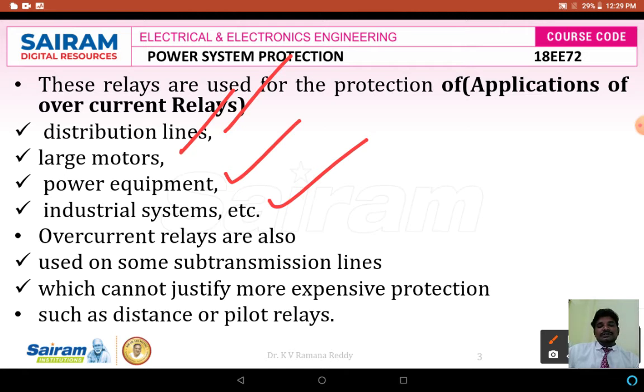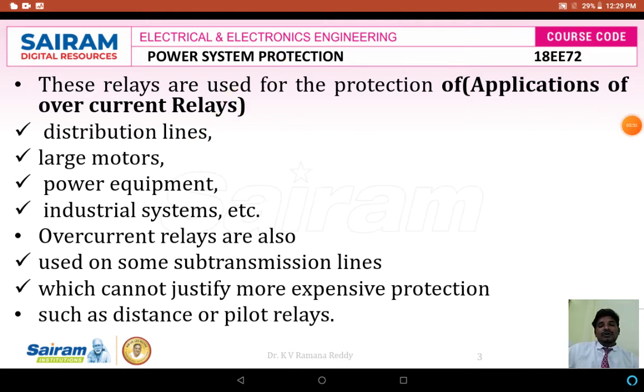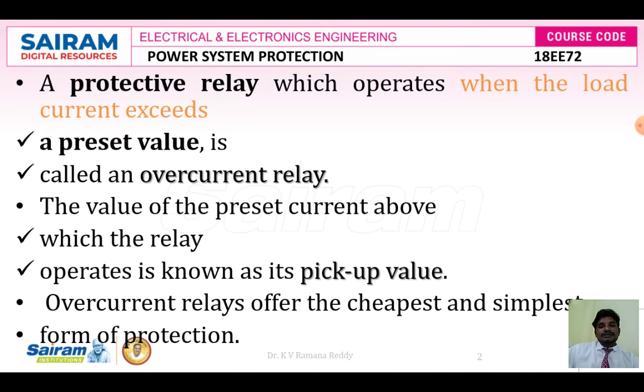Sub-transmission lines means after the main transmission line like 66 kV, again we are transmitting that power at 11 kV or 33 kV. That is called a sub-transmission line. Therefore, overcurrent relays are applicable not only for distribution lines, large motors, power system equipment and industrial systems, but are also used in sub-transmission lines.